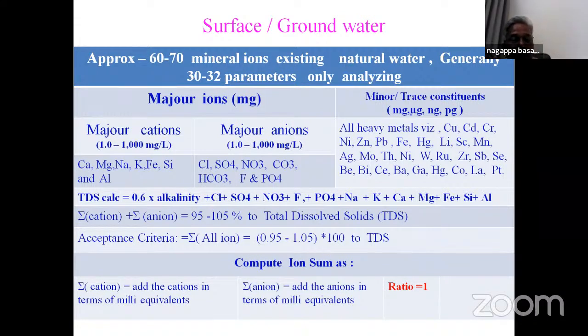Use this equation. Acceptance criteria: the summation of all the ions should be 95% to 105% of the TDS value. If it is there, the report is acceptable. Otherwise, no.